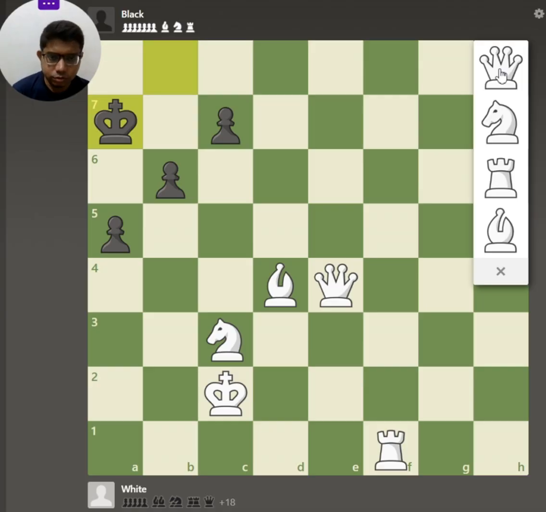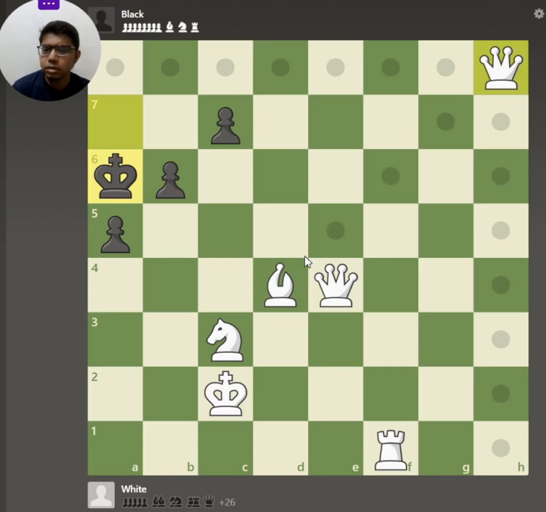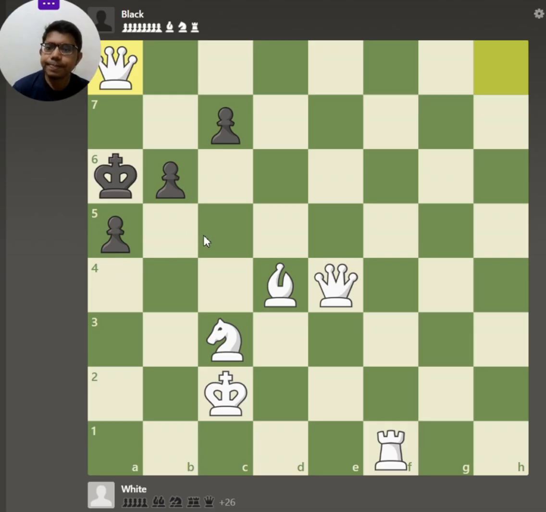It can convert to queen, bishop, knight, or rook. So usually we get the most valuable piece, and then we can just checkmate the opponent. And this is checkmate because the opponent has no escape square.